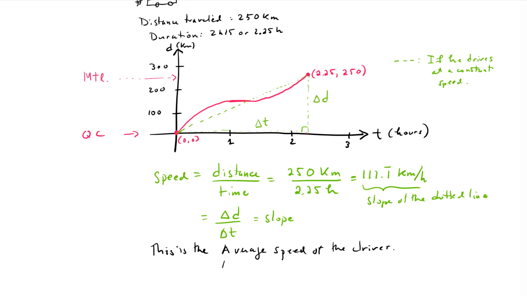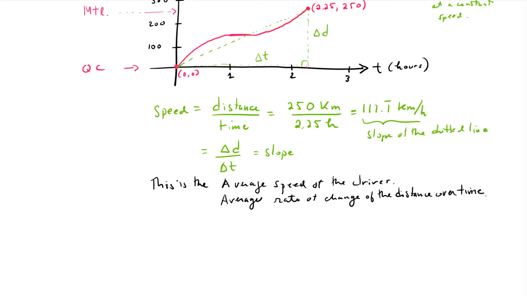We can also say, more generally, it's the average rate of change of the distance over time. So on average, how distance changes over time. It's changing essentially at a rate of 111.1 repeated kilometers every hour. That's how it's changing on average.